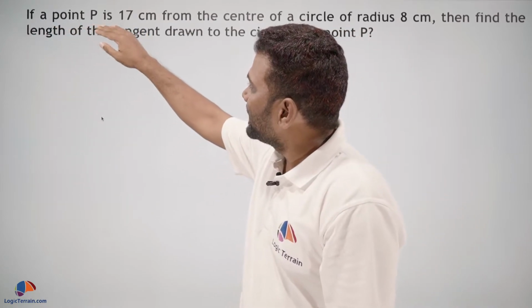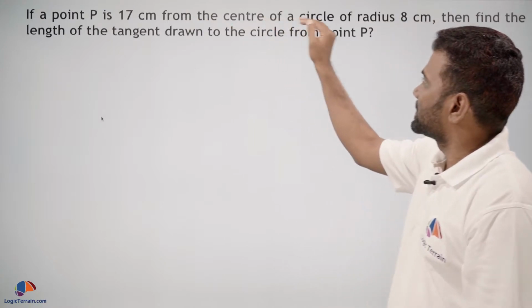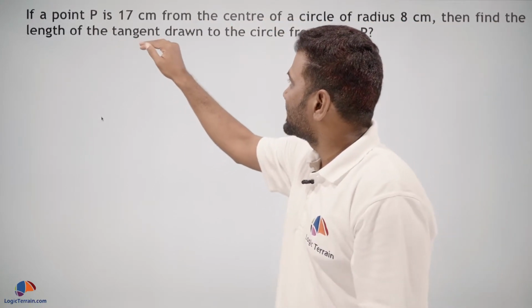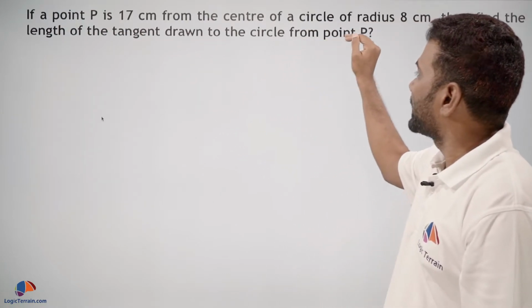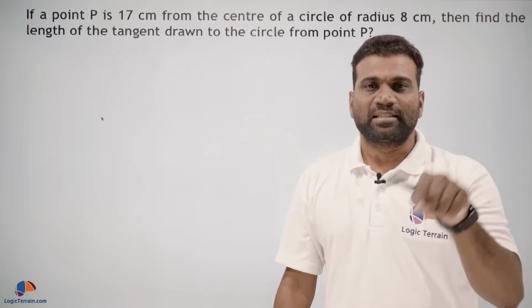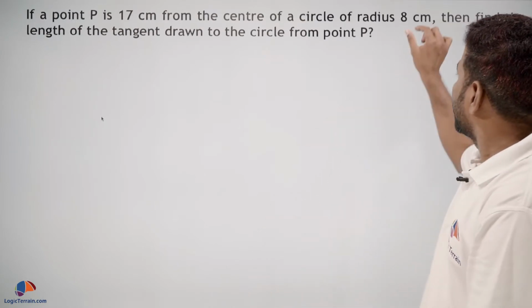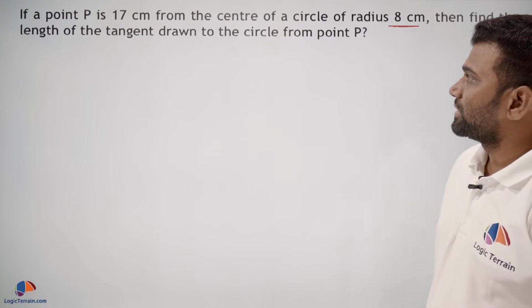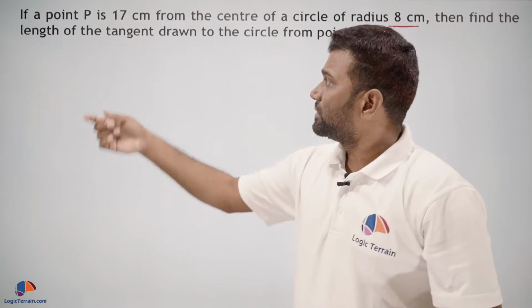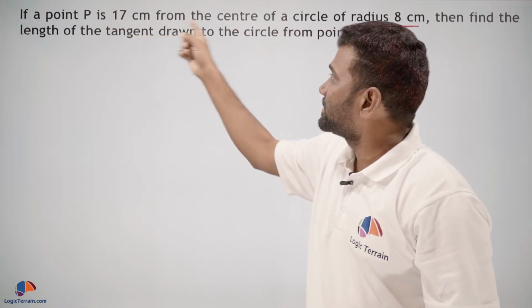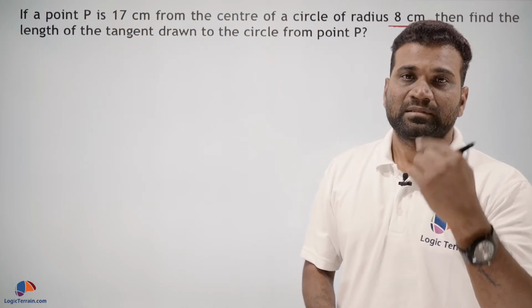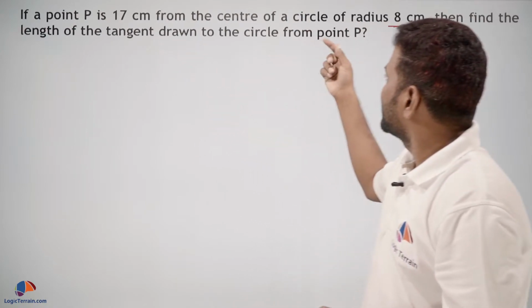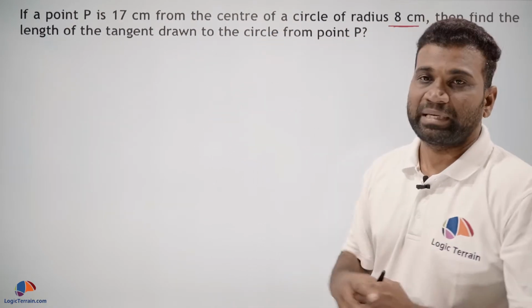If a point P is 17 centimeters from the center of a circle of radius 8 centimeters, then find the length of the tangent drawn to the circle from point P. There is a circle whose radius is 8 centimeters, which is given, and there is an external point P which is 17 centimeters from the center of the circle. Now we need to find the length of the tangent to that circle from point P.